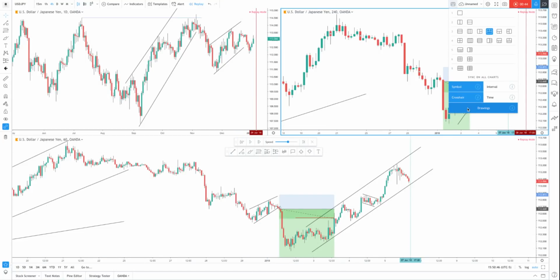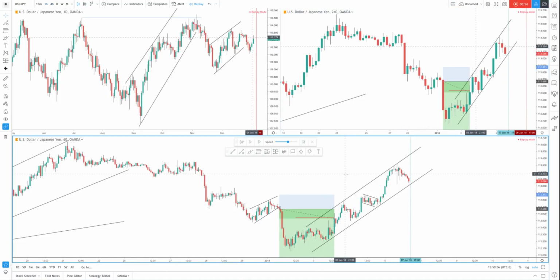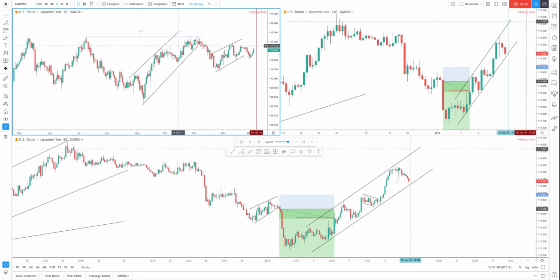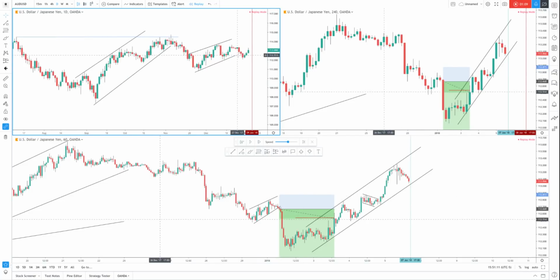You want to make sure that you have your drawings synced. Crosshairs are incredibly helpful as well, and symbol sync can help you get set up a little bit quicker, but it's not necessary. So what I'm looking at on the daily is that we've rejected this high in this ascending channel. We've broken it somewhat correctively, but started to form what's looking like more of a flag. Initially I was looking at an impulsive break, but we've come back into the pattern.